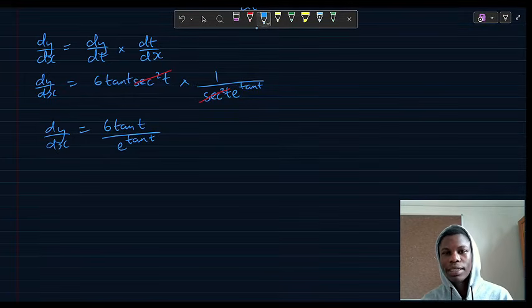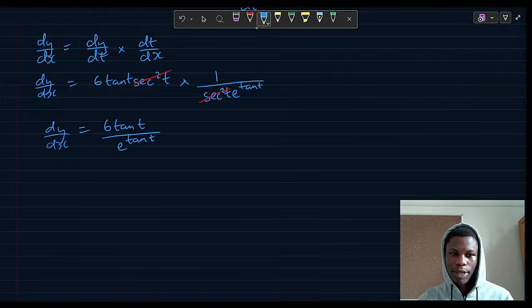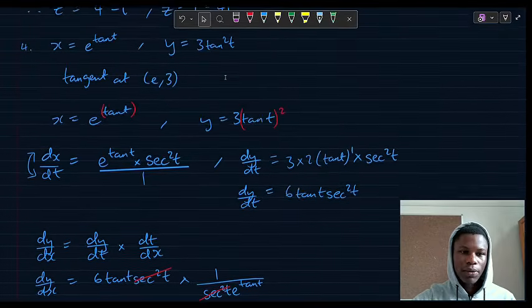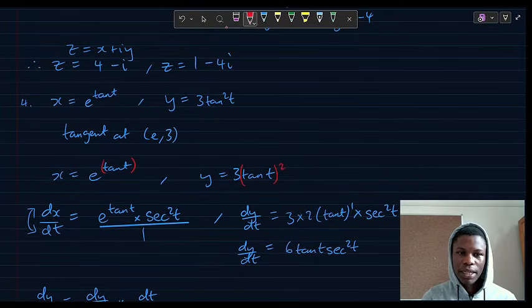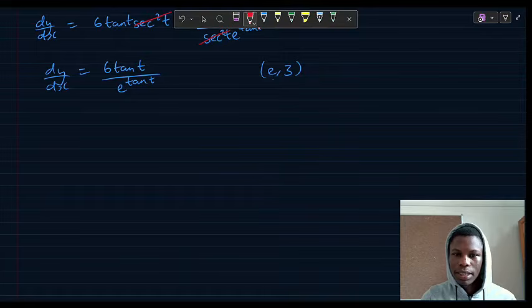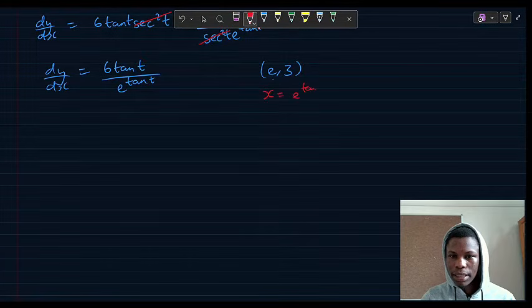But notice here that we have a problem. Yes, we found dy dx, but we want to know what's our gradient at the point (e, 3), i.e. when x is equal to e and when y is 3, what is dy dx? But our dy dx is in terms of t. So it means we need to figure out what the value of t is when x is e. We can do that by using the parametric equation from the beginning. We know that x is equal to e to the tan t.